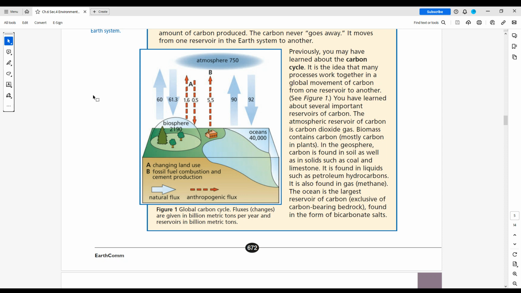In the geosphere, carbon is found in soil as well as in solids such as coal and limestone. It is found in liquids such as petroleum hydrocarbons. It is also found in gas. The ocean is the largest reservoir of carbon, found in the form of bicarbonate salts.